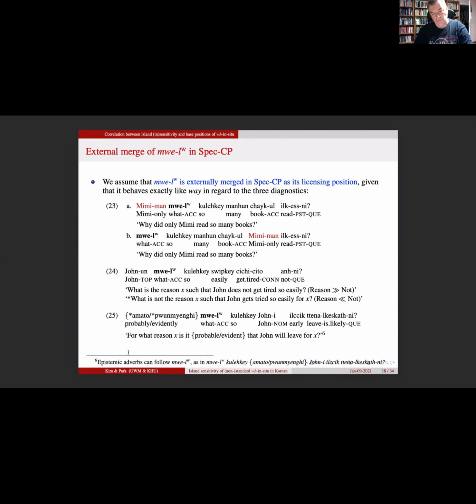First, it does not exhibit the intervention effect in that it is able to follow a scope-bearing element as in 23a. 미미만 뭘 그렇게 많은 책을 읽었니? Second, it has an obligatory wide scope reading over negation as in 24. 존은 뭘 그렇게 쉽게 피곤해하지도 않니? This sentence is interpreted only as what is the reason X such that John does not get tired so easily. Third, epistemic adverbs cannot precede non-standard 뭘, like the regular WH adjunct 왜.